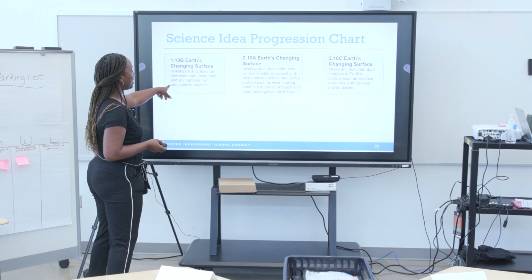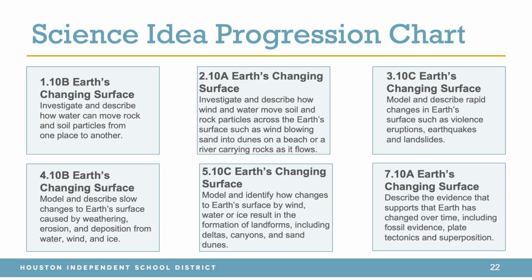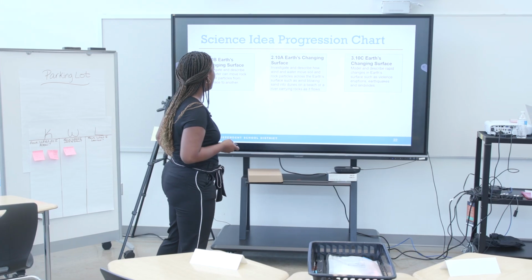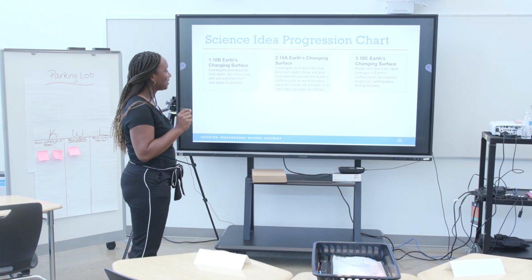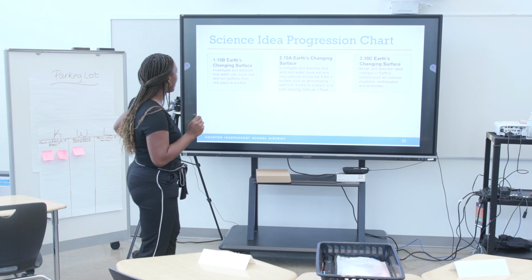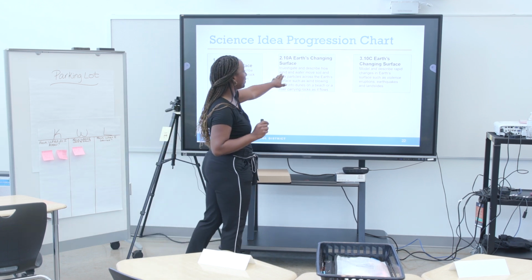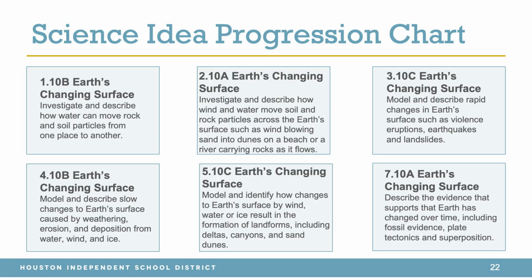Our 1st grade standard is the one that says investigate and describe how water can move rock and soil particles from one place to another. Then when we go from 1st grade to 2nd grade, the only aspect we're really focusing on is that we're adding another component. We went from water in first grade. Now we want to hone in on wind and water.